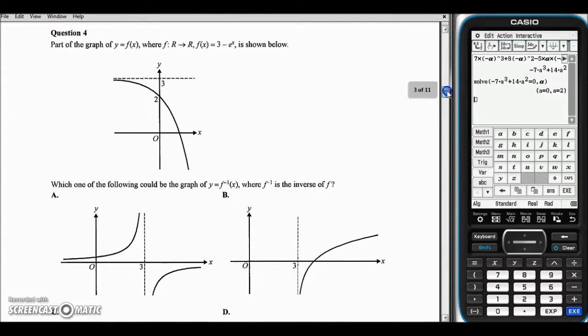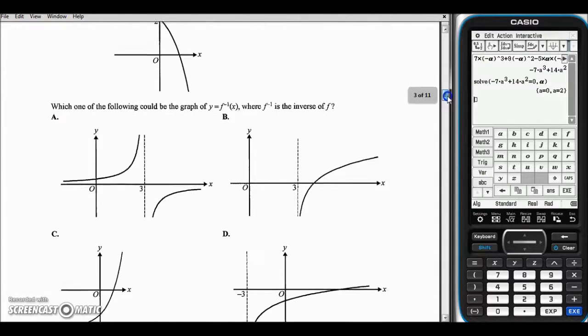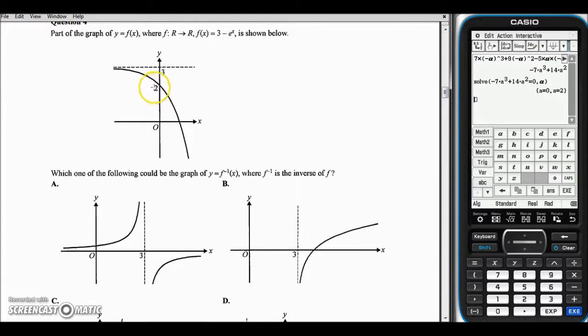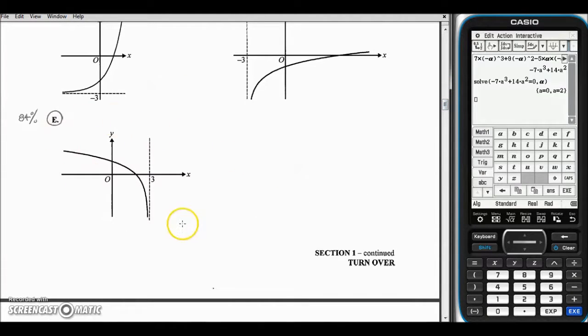Moving on, we have a graph here which is given by the rule 3 minus e to the x, and we want to know which one's the inverse. So easiest way to do this, look at the asymptote. We've got a horizontal asymptote of 3, which means the inverse would have to have a vertical asymptote of 3. So that narrows it down to a few options. And we know that the y-intercept is 2, so in the inverse the x-intercept would have to be 2. So that means that the answer is E.